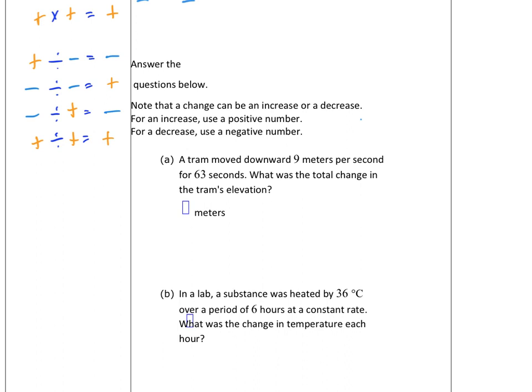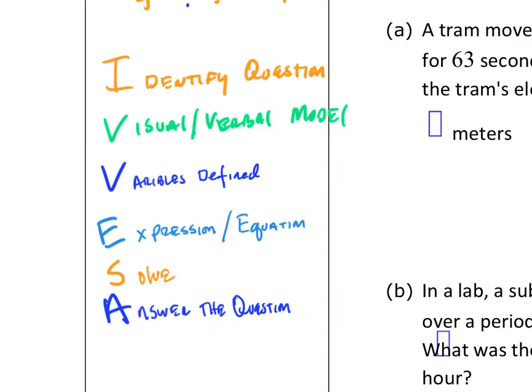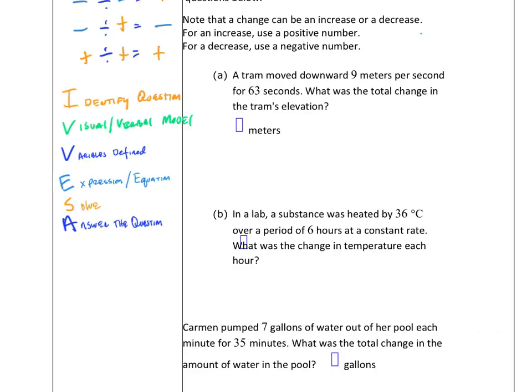So again, we're going to use IVASA, right? So there's IVASA: identify the question, draw a visual verbal model. That's just going to help you figure out what you're actually doing. Define the variables, if there are any, write out the expression or the equation, solve it, and then answer the question. Okay, so if I look, it asks, what's the total change on this one?